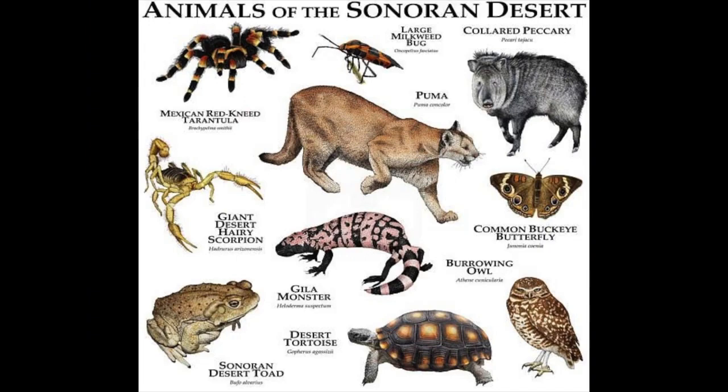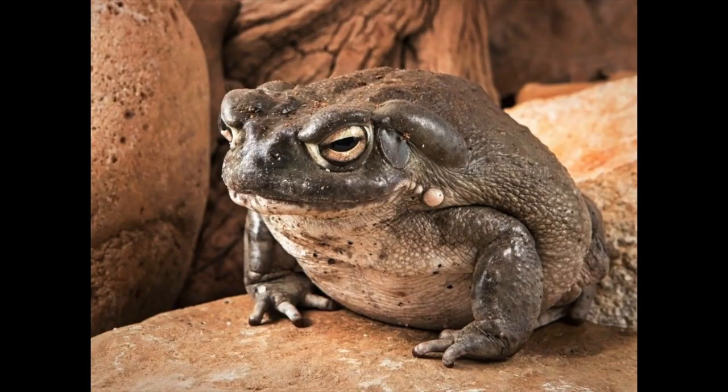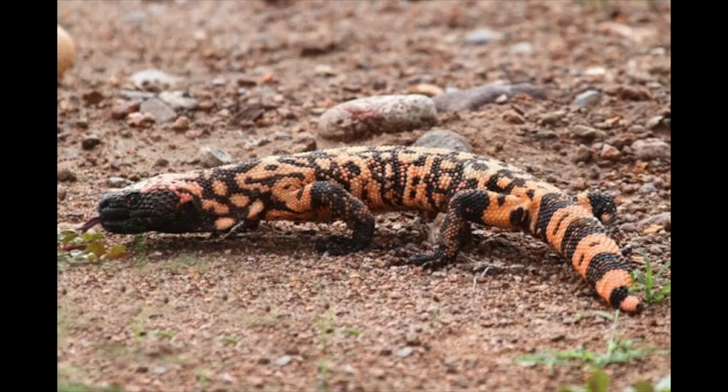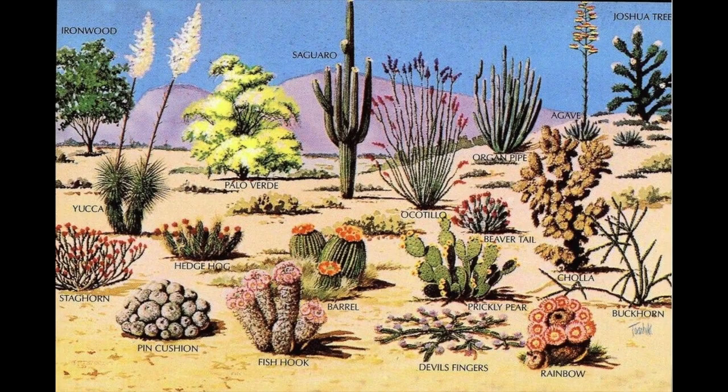It is also home to about 130 species of mammals, more than 500 kinds of birds, 20 amphibians, 100 or so reptiles, and 30 native freshwater fish. Perhaps as many as 2,500 native species of plants occur within the Sonoran Desert proper.